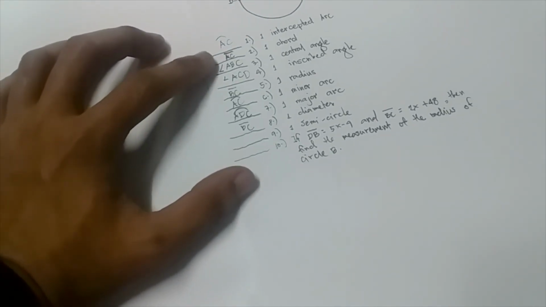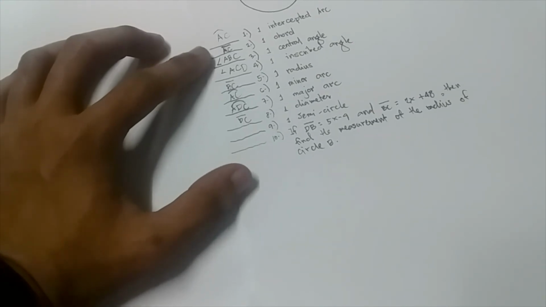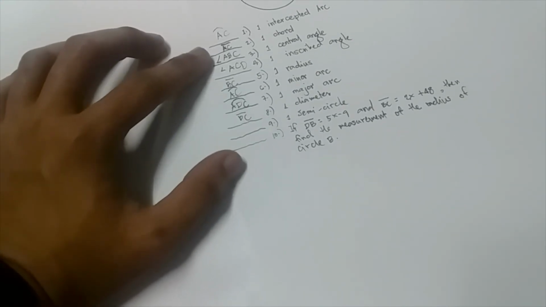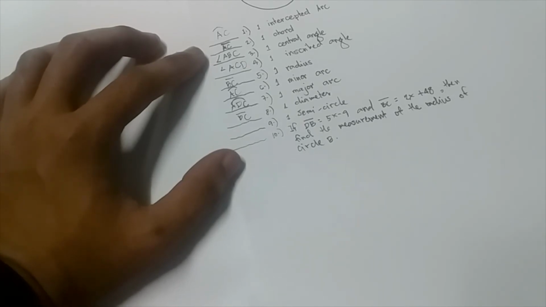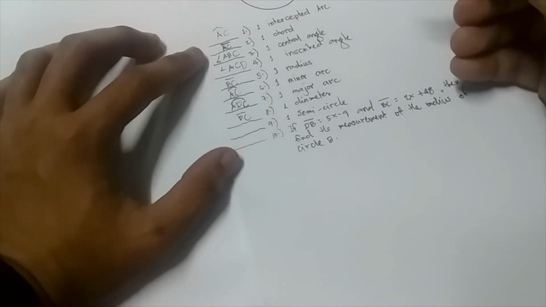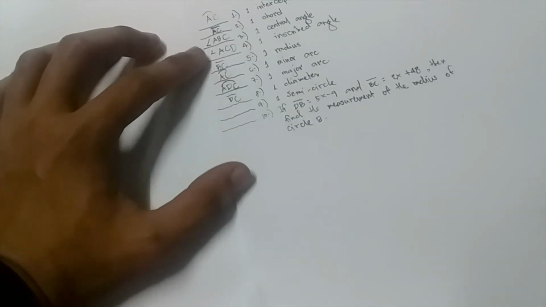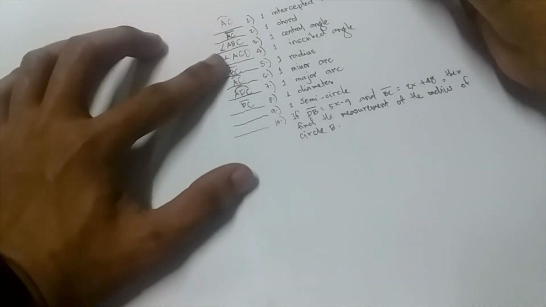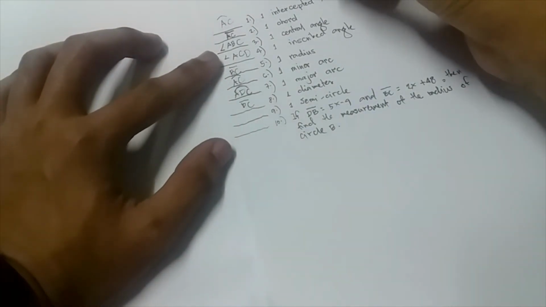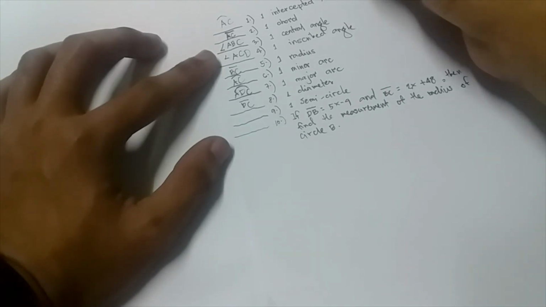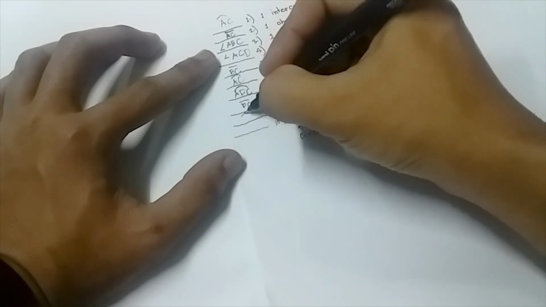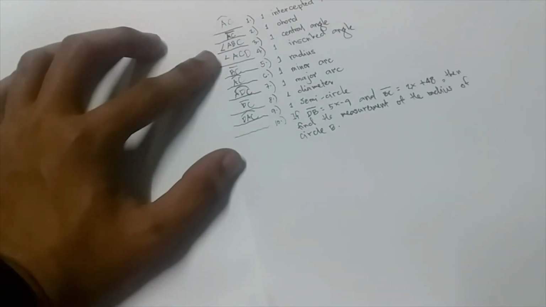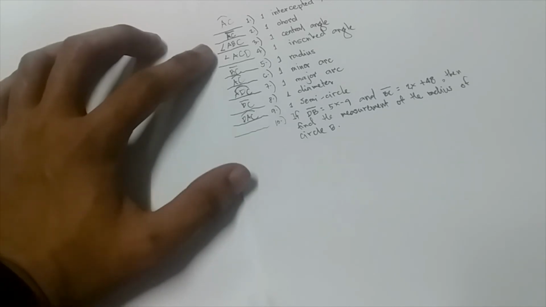Next, a semicircle. A semicircle, as we know, is half of the circle. So if you notate this one, we have arc DAC, which is a half circle. So arc DAC is a half circle or a semicircle.